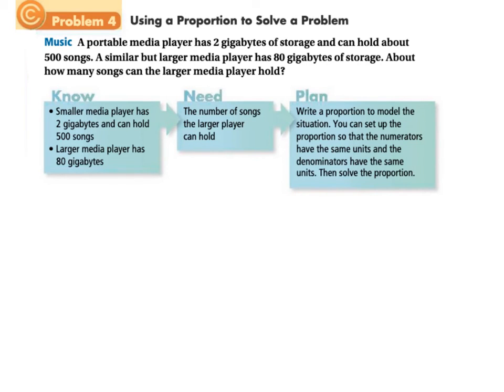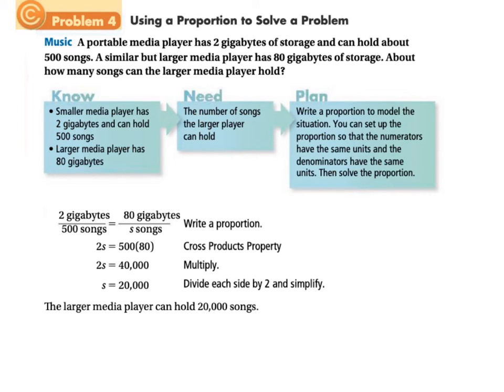Okay. Smaller media player has 2 gigabytes, can hold 500. The larger one has 80 gigabytes. You want to know the number of songs. And so we're going to write that proportion looking like this. Okay. Again, gigabytes to gigabytes and songs to songs. 2 gigabytes is to 500 songs, as 80 gigabytes is to, they put S because it represents songs. Okay. Multiplying diagonally, 2 times S is 2S, 500 times 80 is 40,000, dividing by 2, S equals 20,000. So the larger one can hold 20,000 songs.